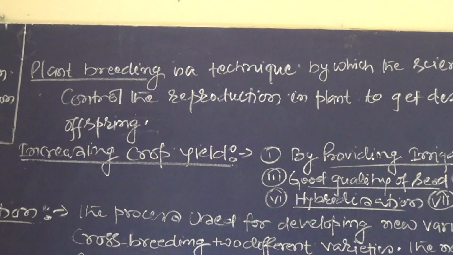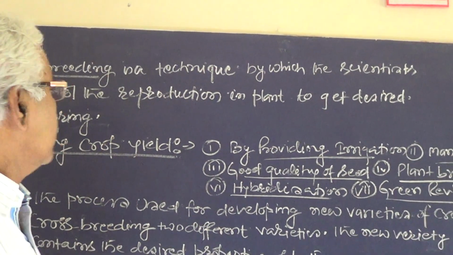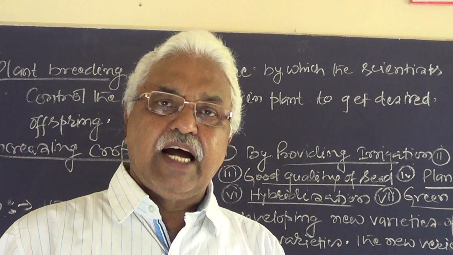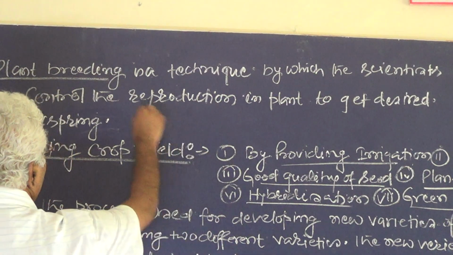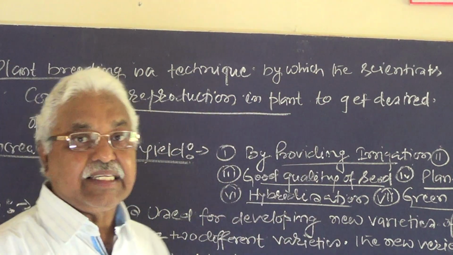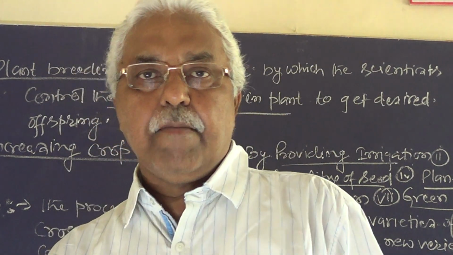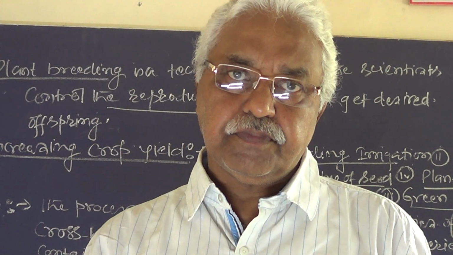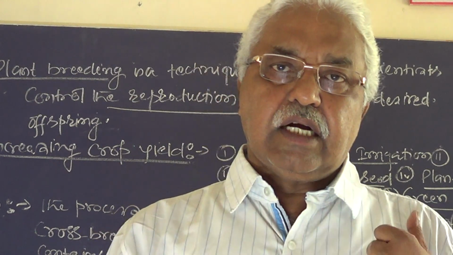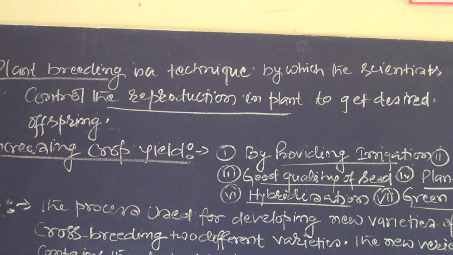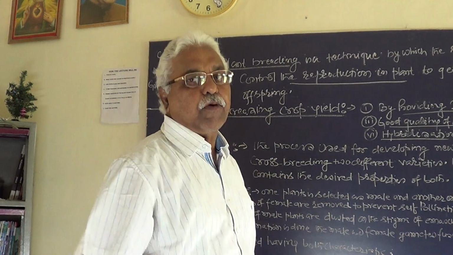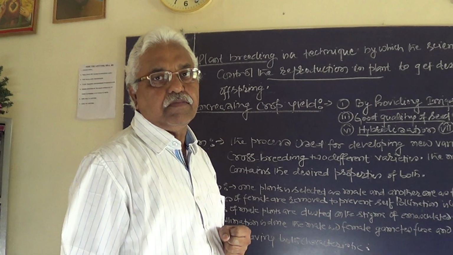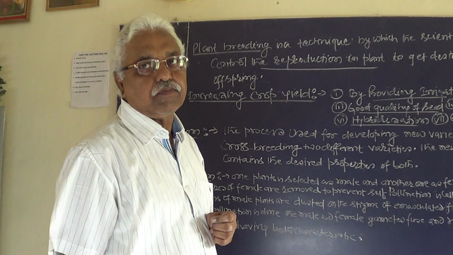It is a technique by which a scientist controls the reproduction in the plant. The plant breeding, it is a technique by which the scientists control the reproduction in the plant to get the desired offspring. मतलब आपको जिस तरह का प्लांट चाहिए, we can control their reproduction and we can get the desired result in that plant. And later on that seed can be provided for further better production, better growth, more production.